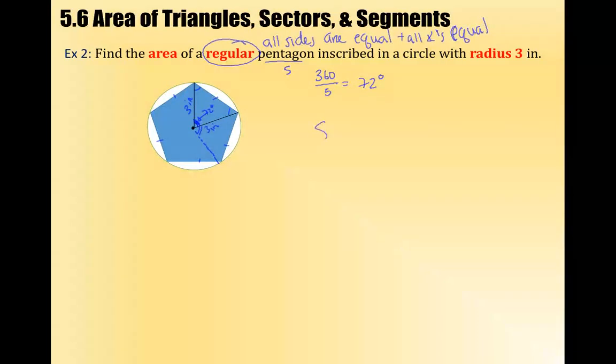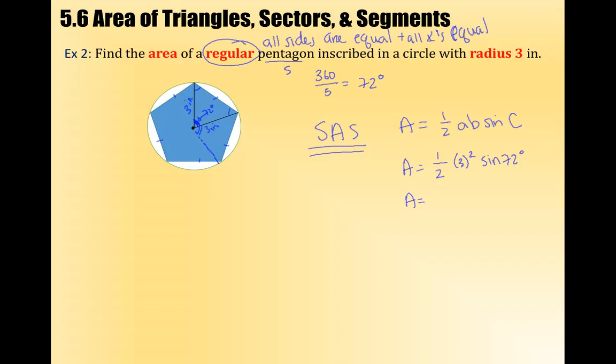So this is an example of side angle side. I've got my formula: area equals 1/2 AB times the sine of the included angle. So the area is going to be 1/2, well, it's 3 times 3, so I'll go with 3 squared times the sine of 72, not a special angle. So the area is going to be 4.5 times the sine of 72. I'll go with A1 because it's just one of them.